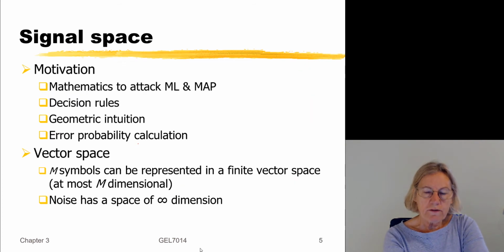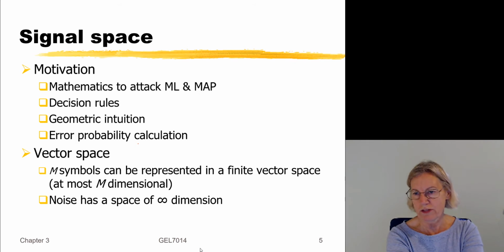So the motivation for moving to this signal space is having the mathematics to attack how I make this decision rule of maximum likelihood, maximum a posteriori, when I'm looking at a situation that is not binary. So in binary, I had an inequality that was very easy. It's like two numbers, one is bigger than the other.